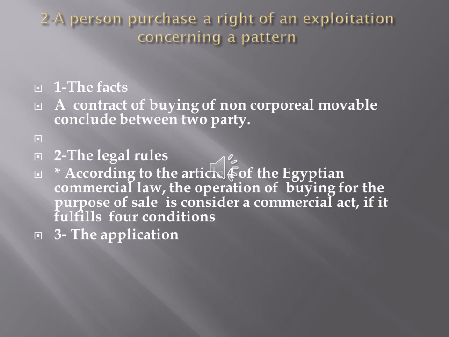The person first, he bought the pattern of invention from the creator, so the first condition is fulfilled. He bought a non-tangible movable property. Number 3, with the intention of reselling, and number 4, with the intention of realization of profit. So the case or the contract will be ruled by the Egyptian commercial law in its Article 4, paragraph A.